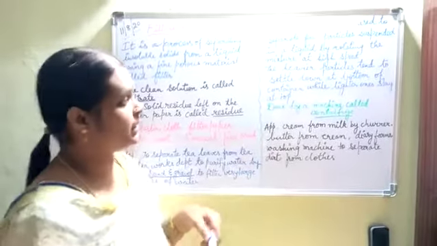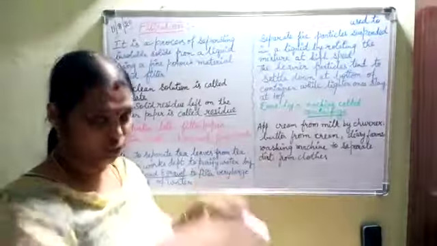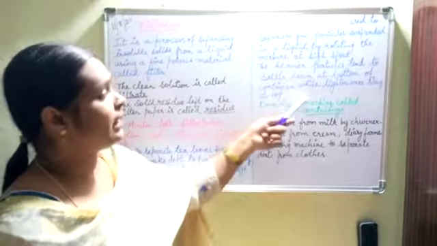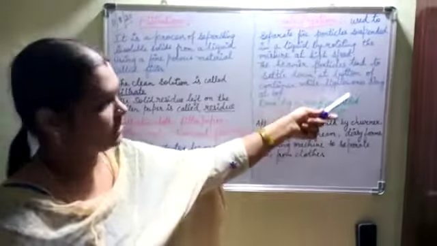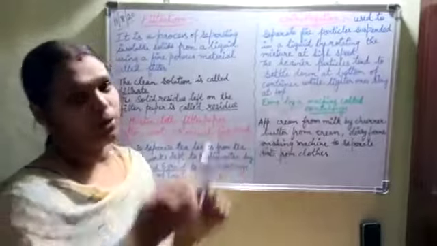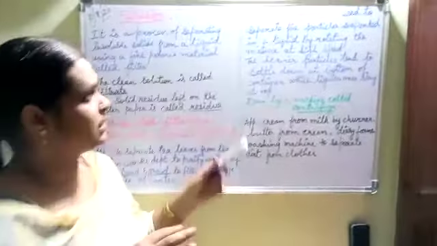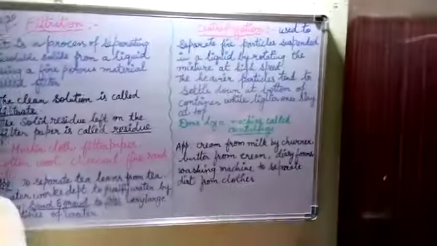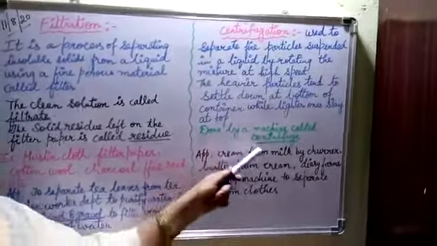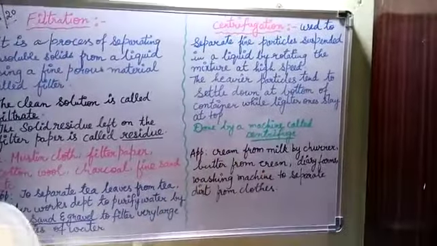The heavier particles will tend to settle down at the bottom of the container, while the lighter particles stay at the top. So this method is called centrifugation, and this centrifugation is done by a machine called a centrifuge.